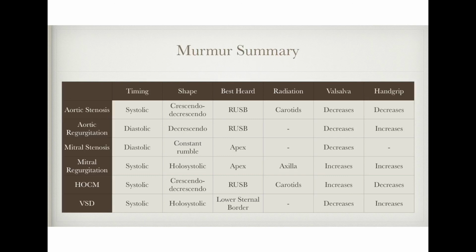In contrast to the murmur of mitral regurgitation, which would increase with the Valsalva maneuver, the ventricular septal defect murmur would decrease with the Valsalva maneuver, as a decreased left ventricular preload means less blood flowing from the left ventricle to the right ventricle. And here's what a VSD murmur might sound like.